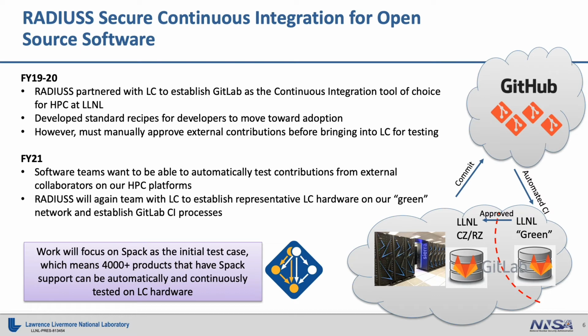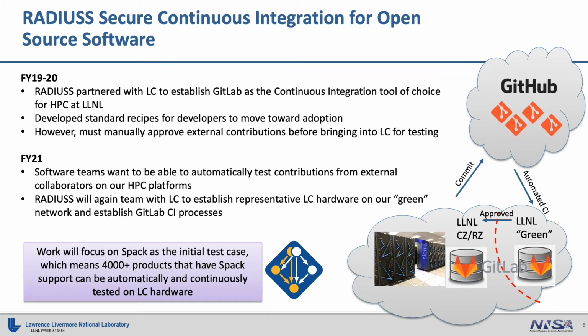But I quickly want to just talk about what we're going to expand that to do next year, again partnering with Livermore Computing. We want GitHub teams to be able to test contributions from external developers on LC hardware in the continuous integration mode before going through and accepting it and blessing it. Right now, any software that runs on Livermore Computing has to be approved and accepted by a Livermore employee, making continuous integration difficult with external contributions.